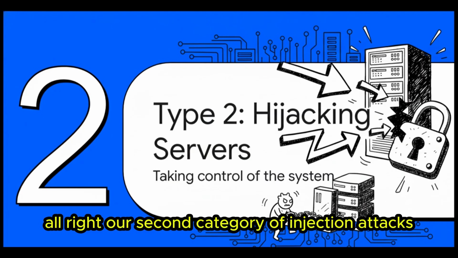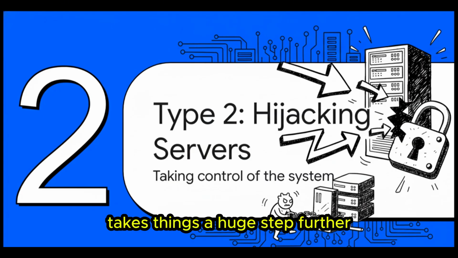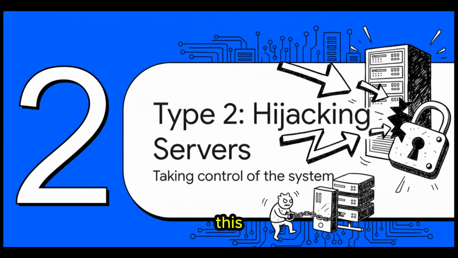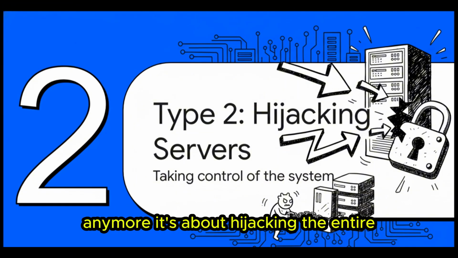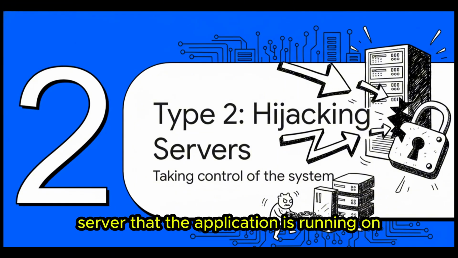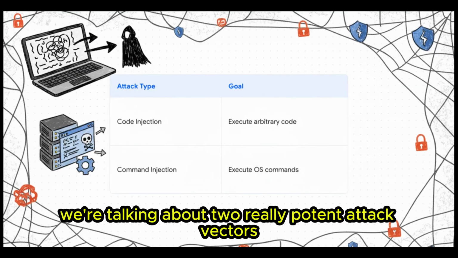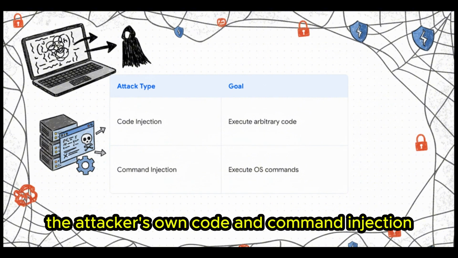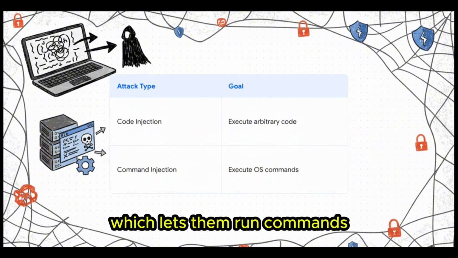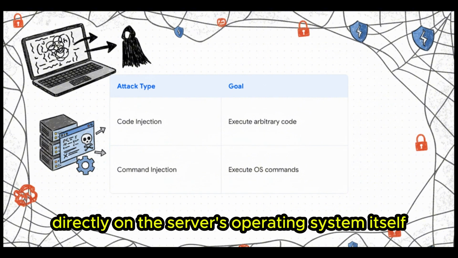All right, our second category of injection attacks takes things a huge step further. This isn't just about stealing data from the application anymore. It's about hijacking the entire server that the application is running on. Now we're talking about two really potent attack vectors: code injection, which tricks an app into running the attacker's own code, and command injection, which lets them run commands directly on the server's operating system itself.